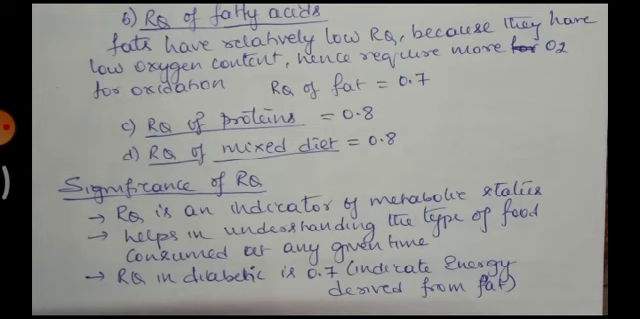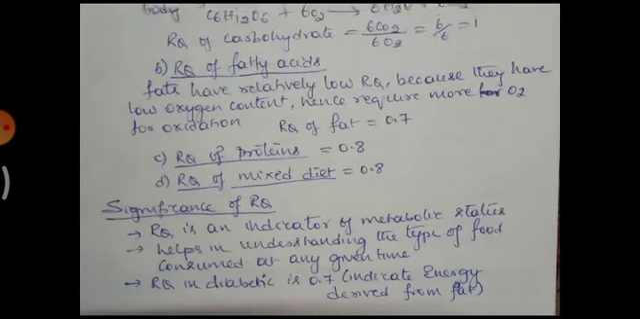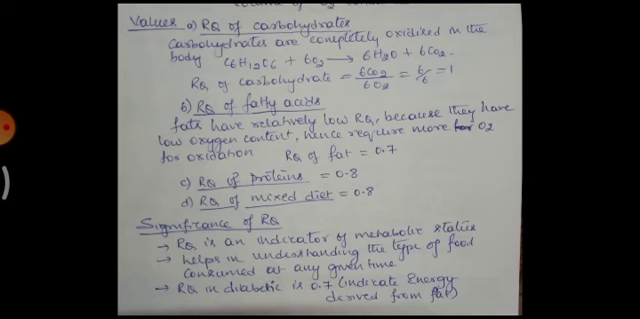That's what is explained. And the RQ of a diabetic is 0.7 because diabetic patients will utilize more fat, as they cannot utilize glucose. Hence, their RQ value is equal to 0.7. So even though you take carbohydrate, if the RQ value is less than 1, that indicates the person has a diabetic condition.